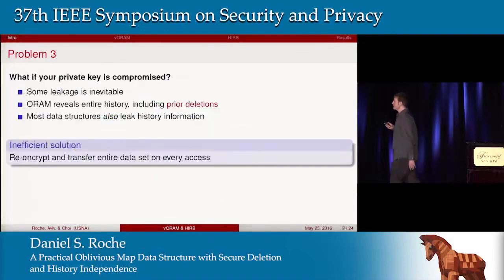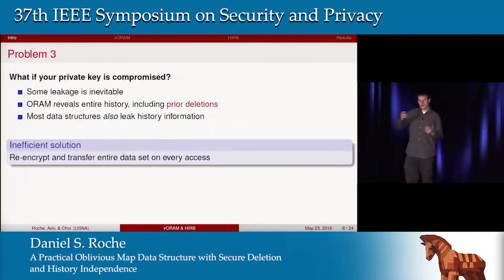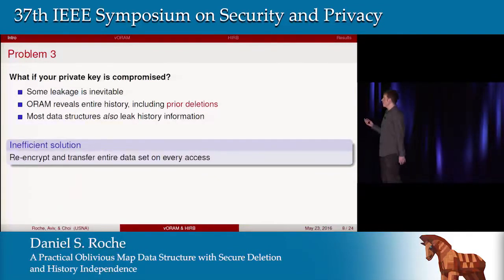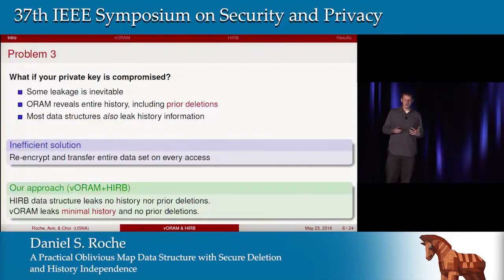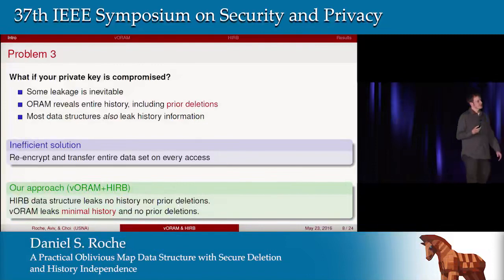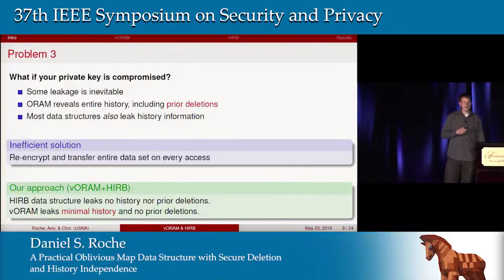However, you would still like to get some security here. In particular, whatever you've done in the past that you've deleted from your data structure before your private key gets stolen, you want that to not be accessible by this catastrophic, very powerful attacker. And the only way that we could think of to do this before our work was to just do the very stupid thing of downloading the entire database, re-encrypting it and sending it back every time. And so we have our VRAM plus HERB. When you put them together, besides this extra performance, we're also going to get these extra security guarantees in the case of a very powerful attacker.